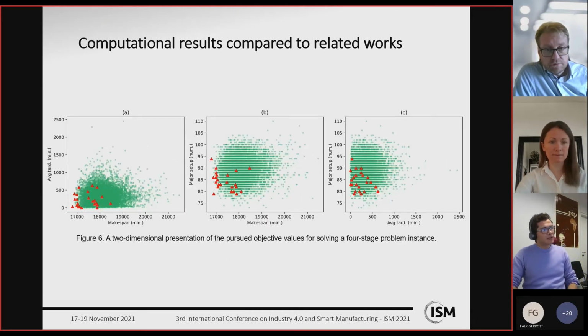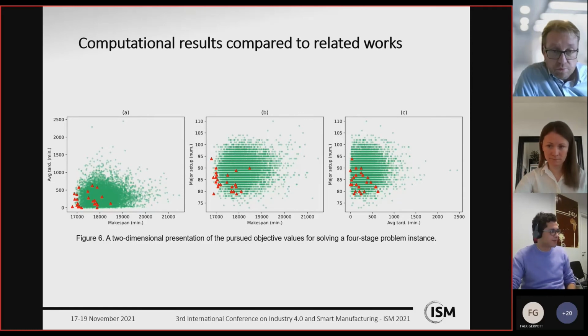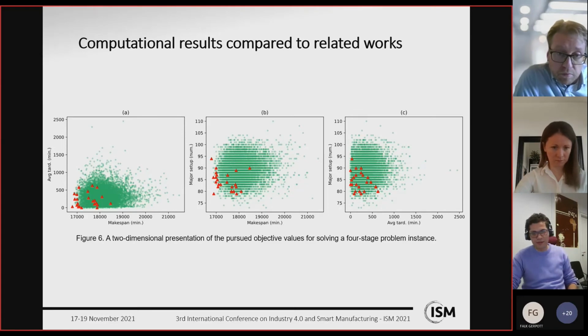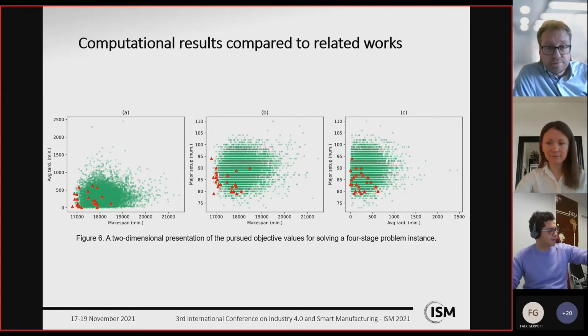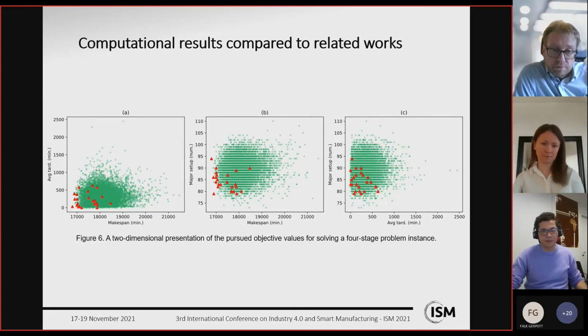So yeah, now to take a look at how a 2-dimensional presentation of these objective values looks for the 4-stage problem, that's just an exemplary representation. You see here that for minimizing the max span against average tardiness, right at the bottom left of the first figure A, is how our best solution individuals are identified.